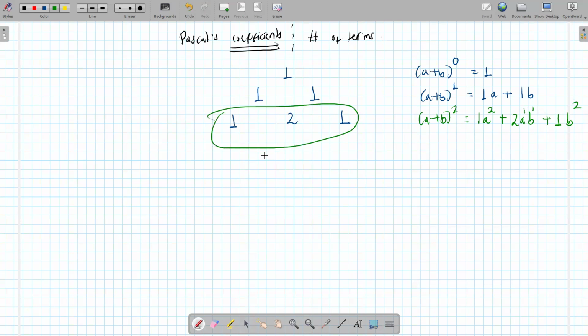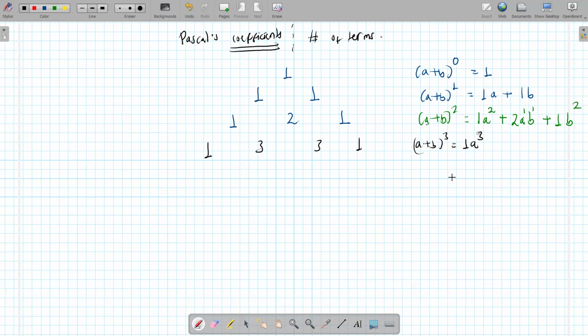These are the coefficients of the terms. And then for the powers, you kind of have to think of it in terms of the maximum power and minimum power. It always starts with the maximum power of the first term and then goes 1 down until it completely disappears. So the next level would look like this. This represents (a + b) cubed. So that would be 1. That's your coefficient of your first term.